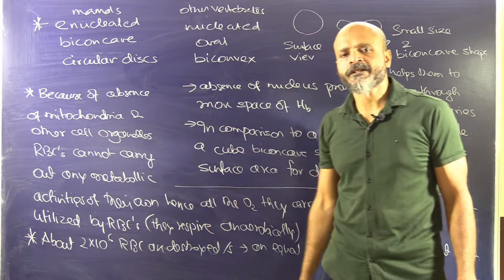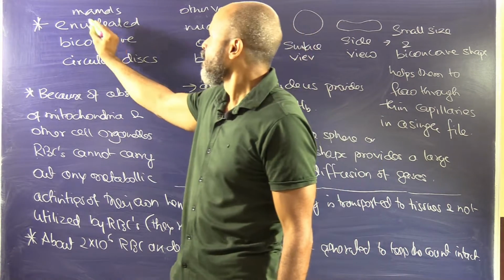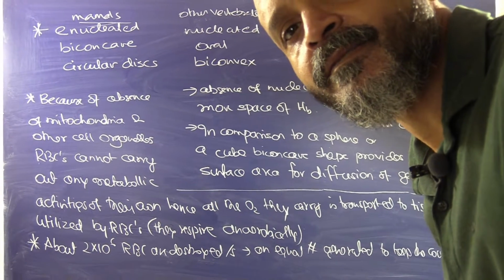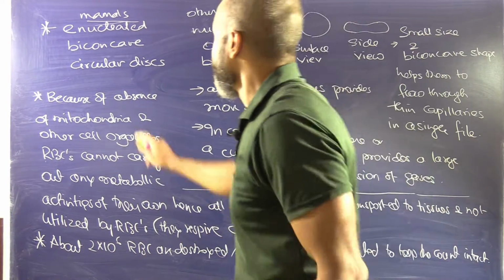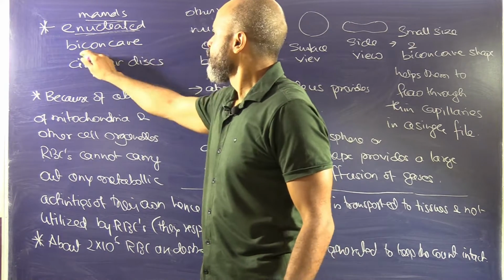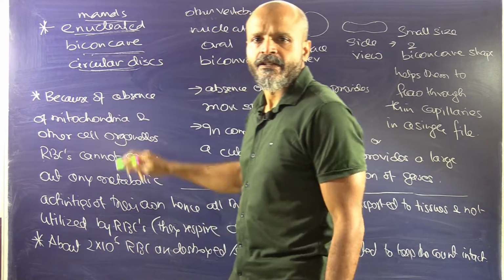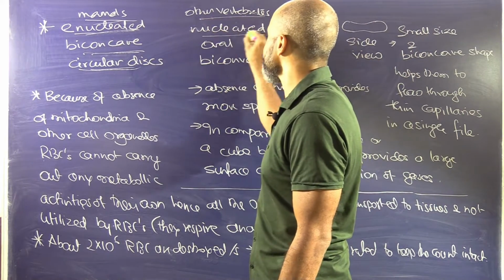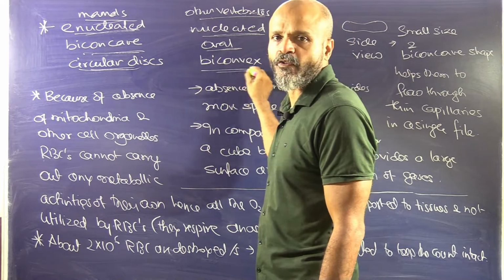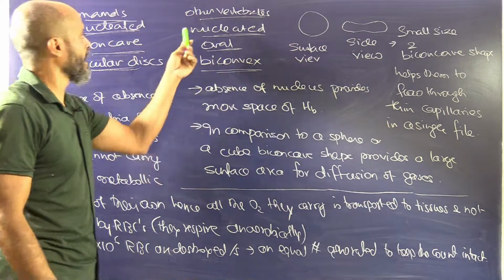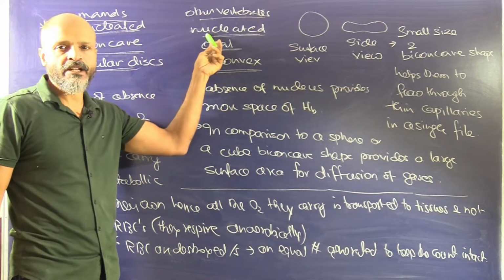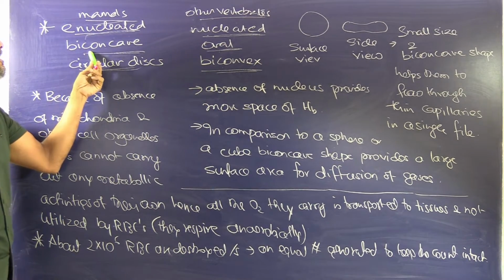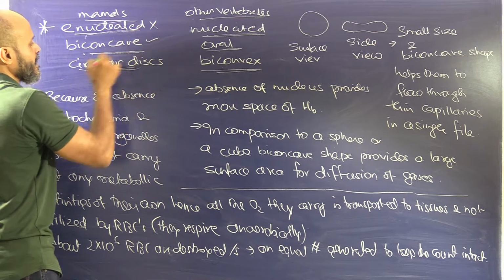Okay, so some more aspects about RBCs. In mammals it is enucleated, biconcave and a circular disc. In other vertebrates, it is nucleated, it is oval and it is biconvex. In mammals it is enucleated, that is, without a nucleus, biconcave and a circular disc.